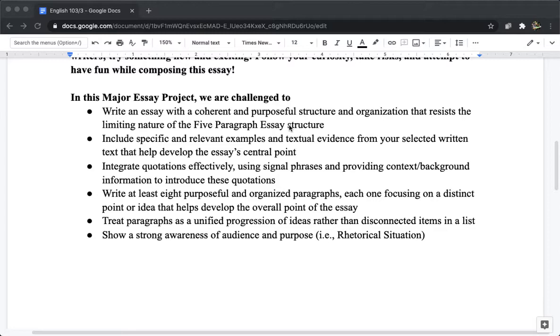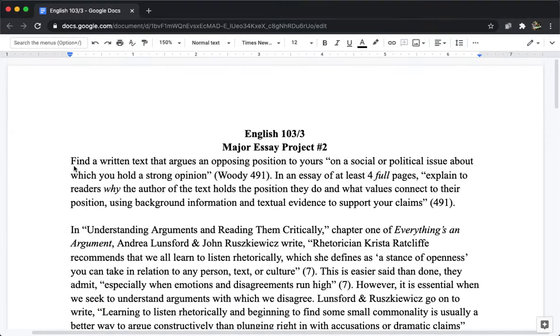We're in college, we're moving beyond those training wheels, right? So we need to be able to reflect the sophistication of our thought in a sophisticated structure, right? That doesn't mean that we're getting rid of structure. We want to make sure that we still have a coherent and purposeful structure and organization, but it needs to move beyond the limiting nature of the 5-paragraph structure. We're challenged to include specific and relevant examples and textual evidence from our selected written text that help develop the essay's central point. So the central point is addressing this prompt, right? All of that is what we're striving for in this essay.